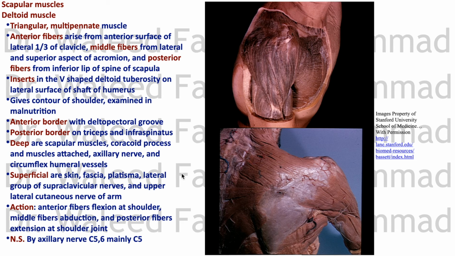Action of the deltoid: anterior fibers flexion at the shoulder joint, middle fibers abduction at the shoulder joint, posterior fibers extension at the shoulder joint. The nerve supply is by axillary nerve C5 and 6, mainly C5.